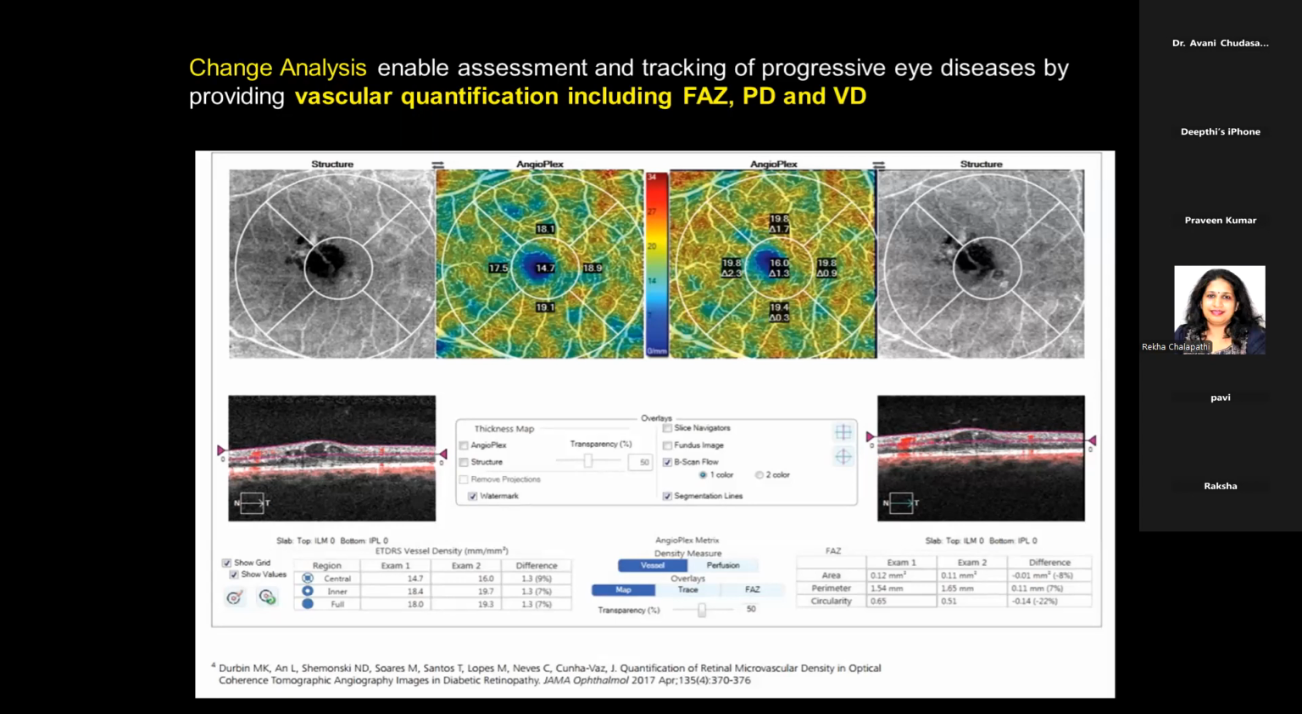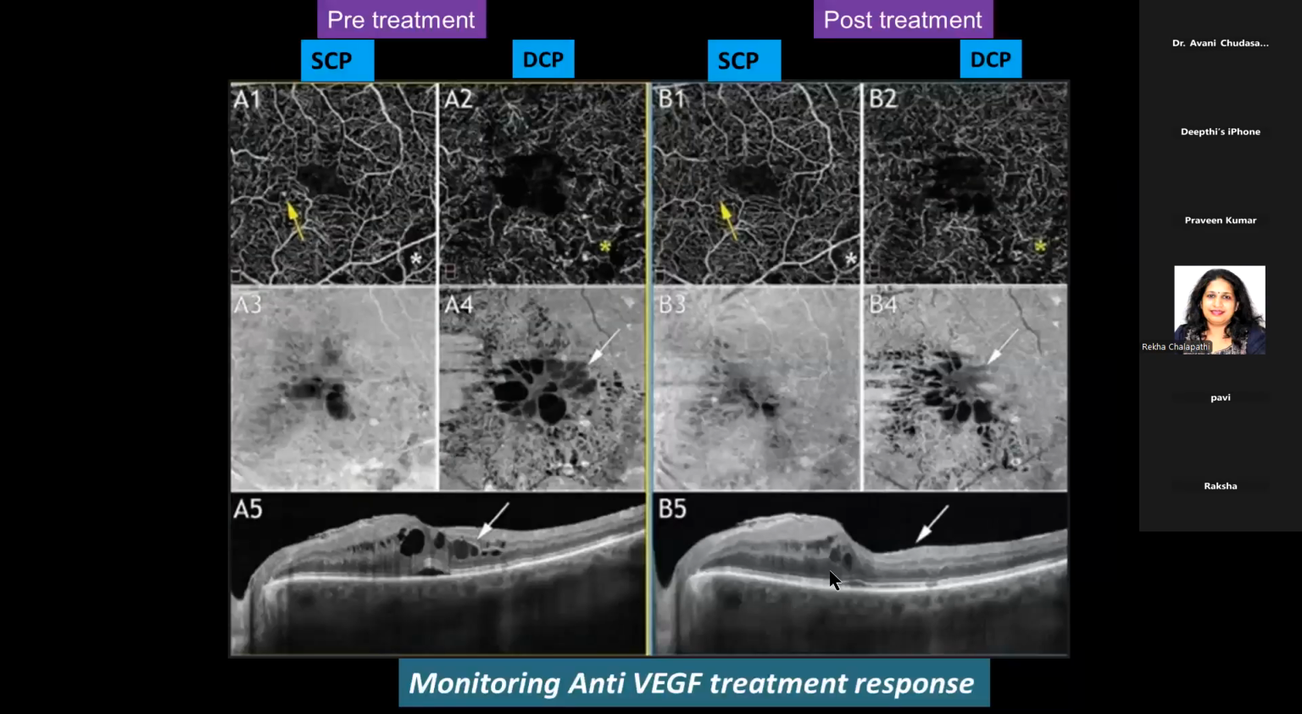All this change analysis gives a summated analysis of a patient, which helps you to follow up the patient in a subsequent visit, and you can take a decision accordingly. You can see the clear-cut treatment response. You can see the cystoid spaces. This is the pre-treatment and the post-treatment. We tend to correlate, so you can see the treatment response to anti-VEGF.